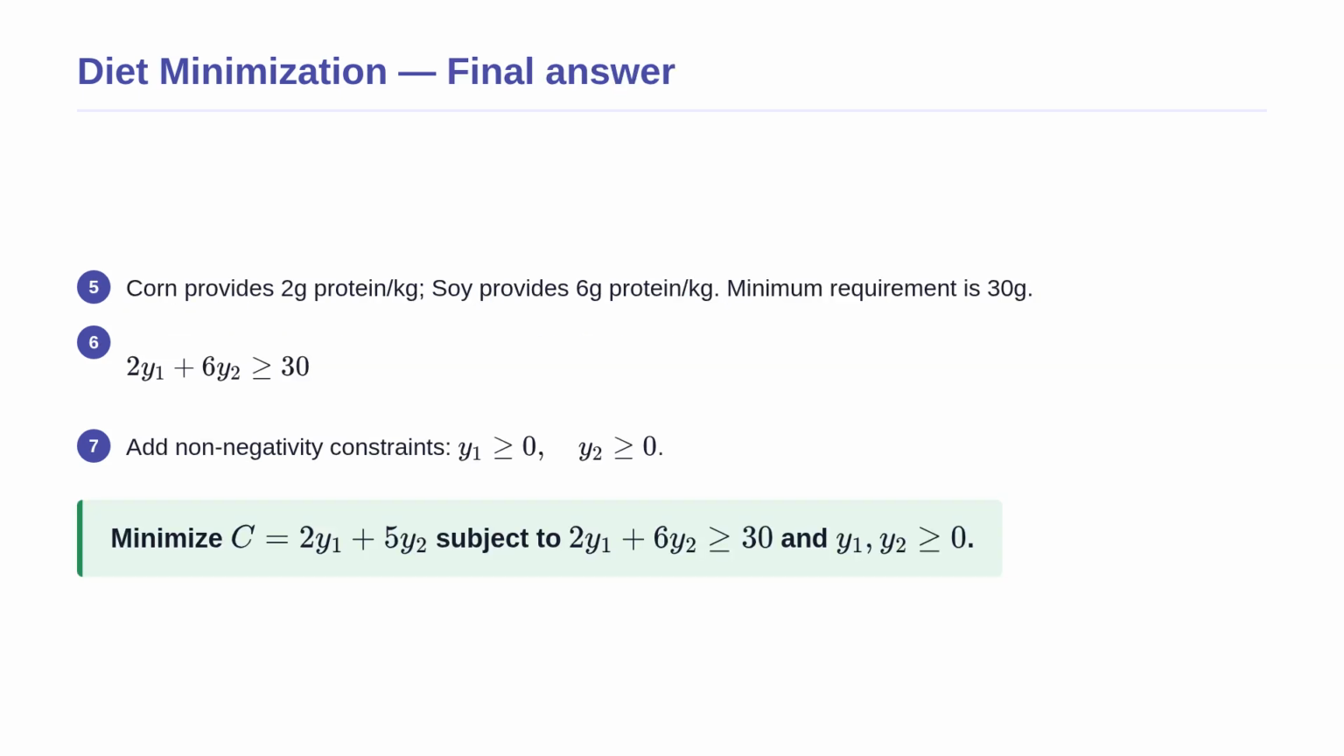Now, we must ensure the cow stays healthy by meeting its nutritional requirement. Corn provides 2 grams of protein per kilogram, and soy provides 6 grams. The cow must consume at least 30 grams of protein per day. So we write our constraint, 2 times Y1 plus 6 times Y2 is greater than or equal to 30. Notice we use a greater than or equal to symbol because 30 grams is a minimum requirement. The cow can eat more but never less. Finally, we include the non-negativity constraints because the farmer cannot feed the cow negative kilograms of food. This completes our minimization model.